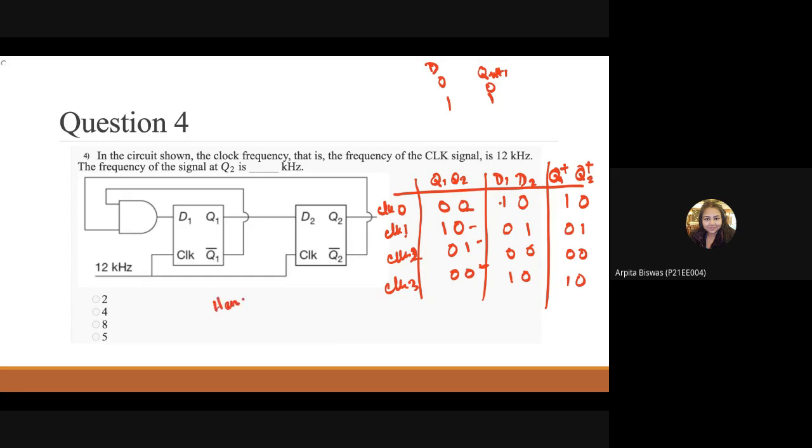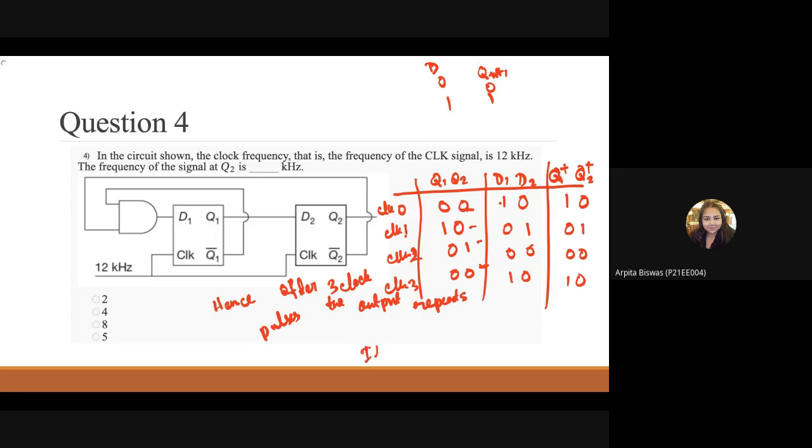Hence, after 3 clock pulses, the output repeats.